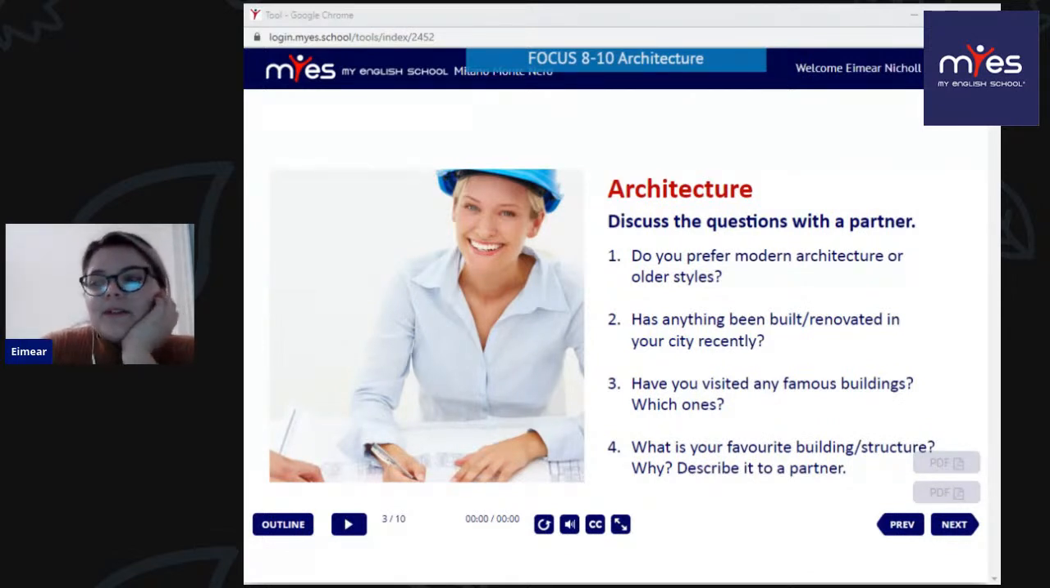Well, when I went to New York, I visited lots of famous buildings. The Empire State Building, which was great. We went to the top floor, I think like the 86th floor of the Empire State Building, which was great. There was a great view all over New York.